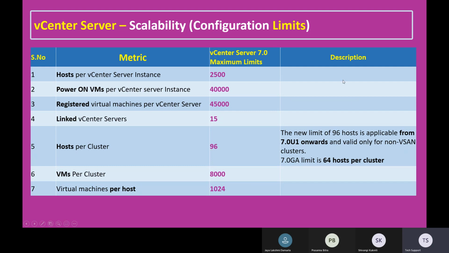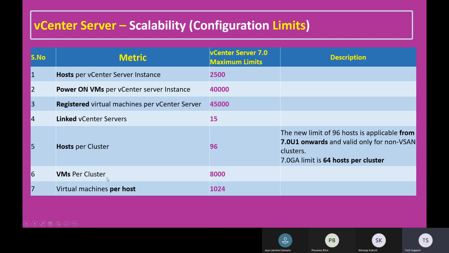Okay, and also I put some additional comment here. The new limit of 96 hosts is applicable from 7.0 Update 1 onwards. So only recently they increased the count, but it is valid only for non vSAN clusters. vSAN means virtual storage area network clusters. And 7.0 GA means general availability. The general availability limit is 64 nodes. That means before Update 1, the maximum hosts per cluster supported in 7.0 was 64, but from U1 onwards, they increased the host count to 96 hosts.